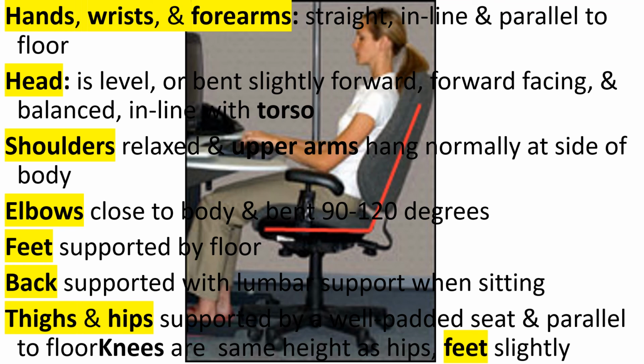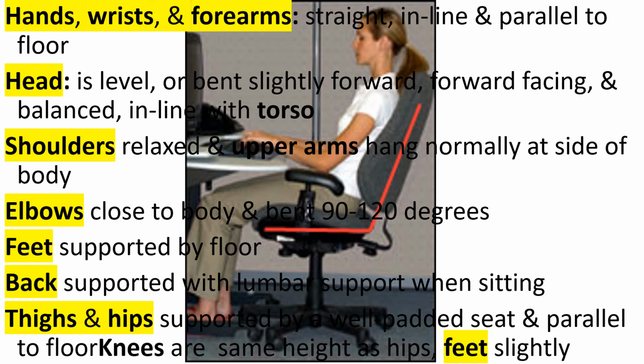This is for computer use: hands and wrists, arms, head, shoulders, elbows, feet, back, thighs and hips, and feet and knees. Please print it and use it while working or when one of your colleagues is working on a computer. The hands, wrists and arms must be straight, in line and parallel to floor. Head is level or bent slightly forward, facing and balanced in line with torso. Shoulders relaxed and upper arms hang normally at side of body. They must rest on the rest of the seating.